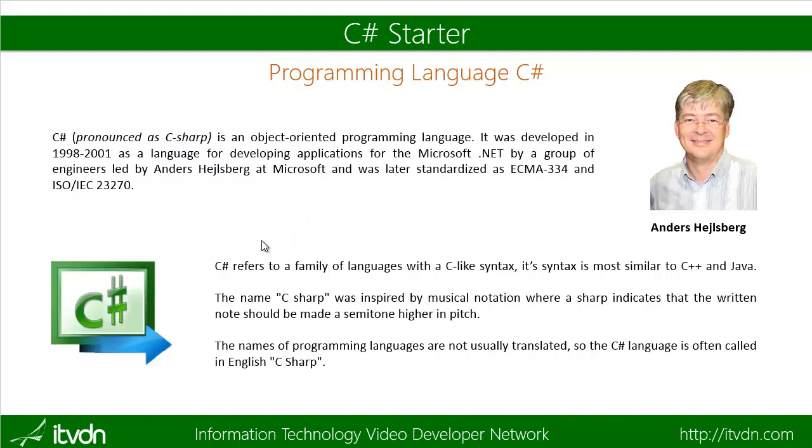Let's look at how this program relates to other programs. C# refers to a family of languages with a C-like syntax. Its syntax is most similar to C++ and Java. That doesn't mean it's the same. Basically, what C# does is it takes all the best parts of other languages and incorporates them into itself and gives them to you. So you have all the best parts, all the best functions of other programs in C#.